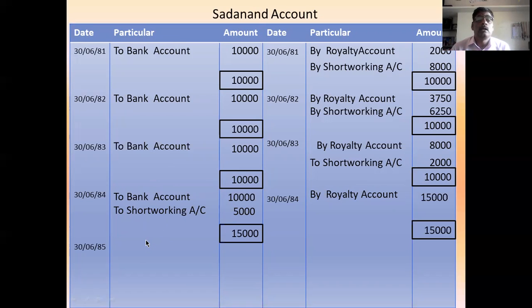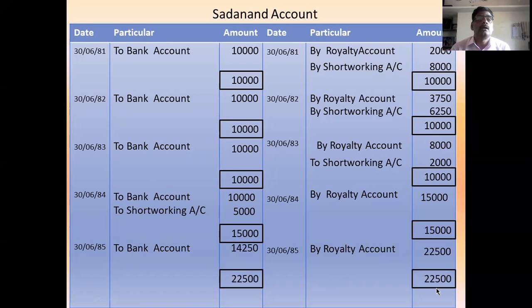Clear. Next date, fifth year. To bank 14,250. By royalty 22,500. Total 22,500. Difference 8,250. It is to short working. Or this is the account.